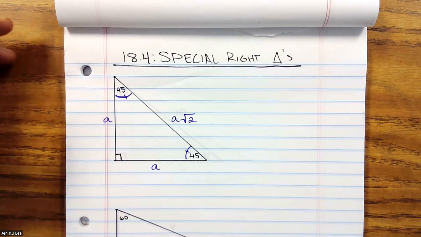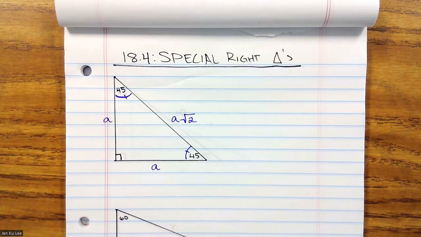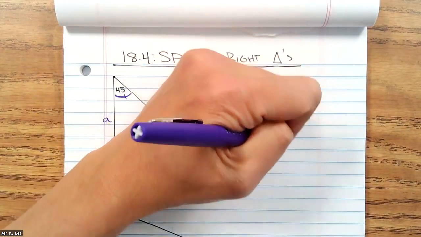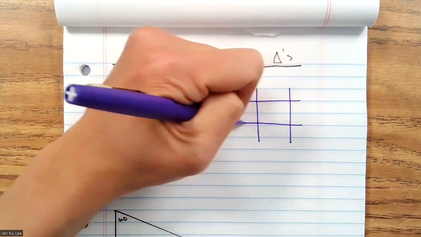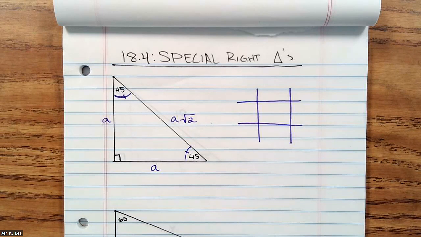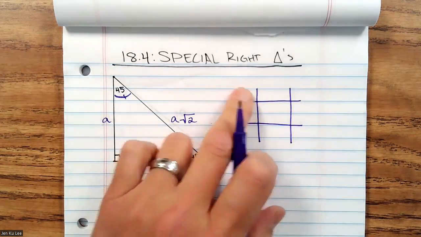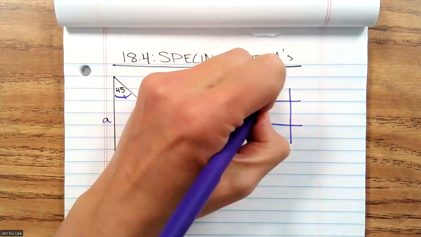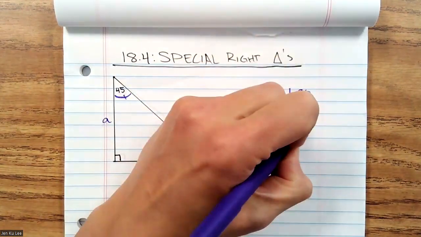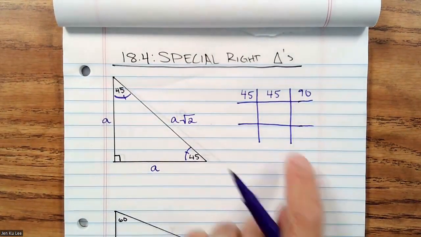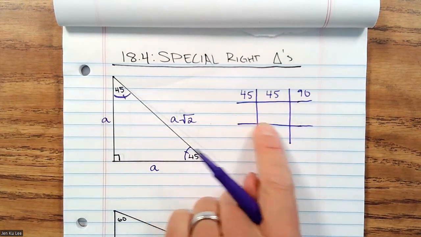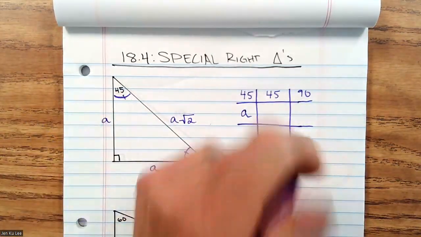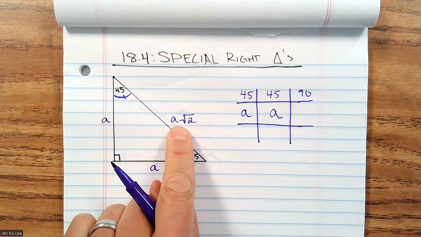And I have a special way of putting this in a graphic organizer, which I want to introduce right now. I'm going to make a tic-tac-toe chart. Like that. And then on the first row here, I'm going to put the angle measures, 45, 45, 90. On the second row, I'm going to put that special ratio of the sides. So across the 45 is A, across the 45 is A, across the 90-degree angle is A square root of 2.